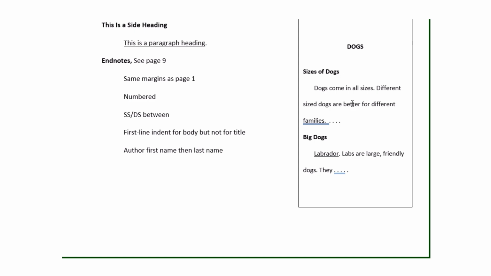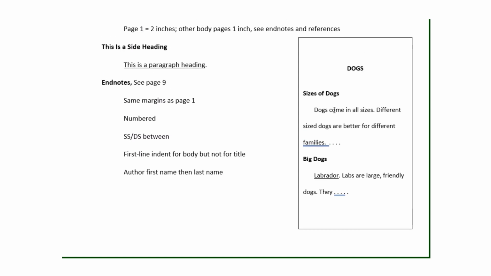So it helps the writer actually stay focused and keep your topics together, and it helps the reader to go through and say, well, maybe I'm not interested in big dogs, I'm interested in little dogs. I'm just going to get to that section.